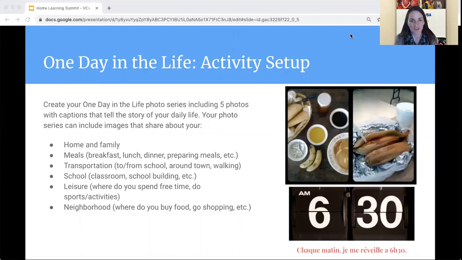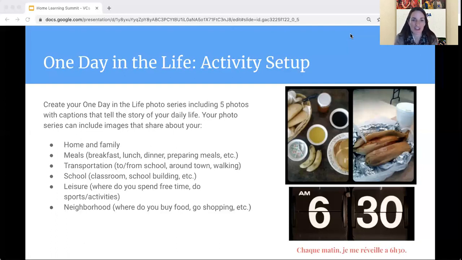If you want to get extra creative, you can have them make short video clips, but I would keep them very short. The photo series can include aspects of their everyday life, such as their home and family, meals, what breakfast, lunch, and dinner look like, or what meal preparation looks like, transportation, if they are traveling to and from school or around town, or even just walking and getting outside, anything related to transportation, even from before COVID times. You can share it as part of the everyday life.